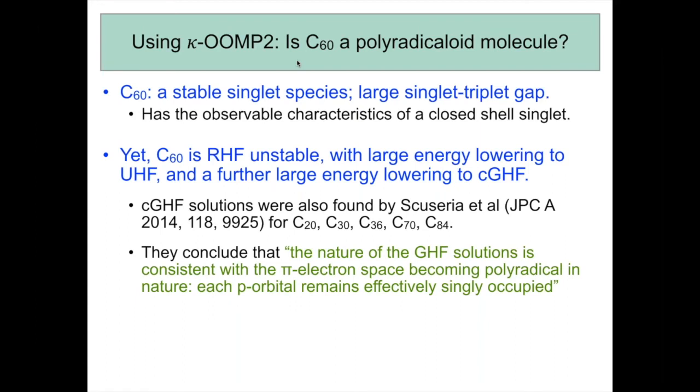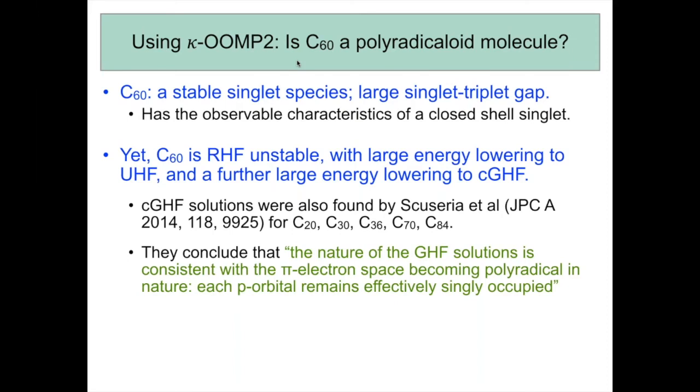So C60 is a CGHF case. If you think back to the first slide I showed you about the different orbital classes, this molecule belongs to the most symmetry-broken orbital class at the Hartree-Fock level. And it was Professor Gustavo Scuseria's group at Rice that first discovered the CGHF solutions, and they concluded, based on trying to interpret those solutions, that the nature of the GHF solutions is consistent with the pi electron space becoming polyradical in nature. Each p orbital remains effectively singly occupied. So in other words, C60 is a strongly correlated molecule.